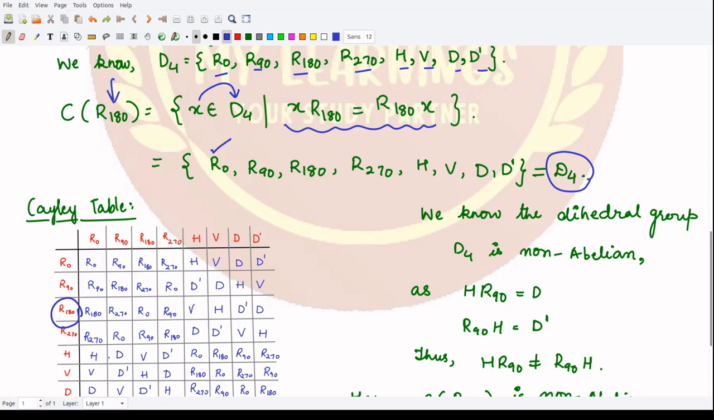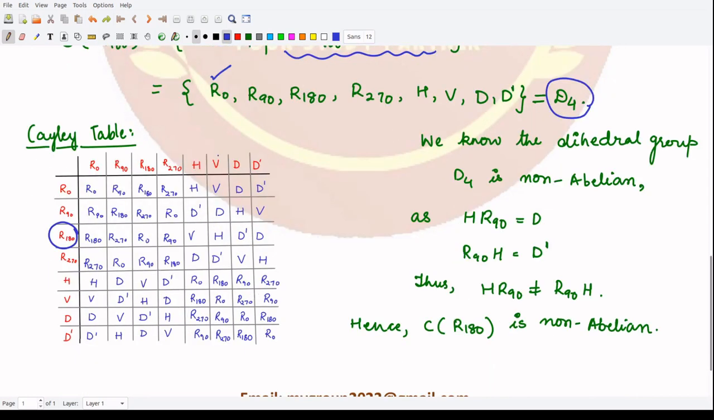Again, R180 with H is V, and V with R180, it is again, I'm sorry, we are checking R180 with H, it is V. H with R180 is V, so both are the same, hence they commute with each other. What about R180 with V? R180 with V is H. V with R180 is also H. So both of them are the same.